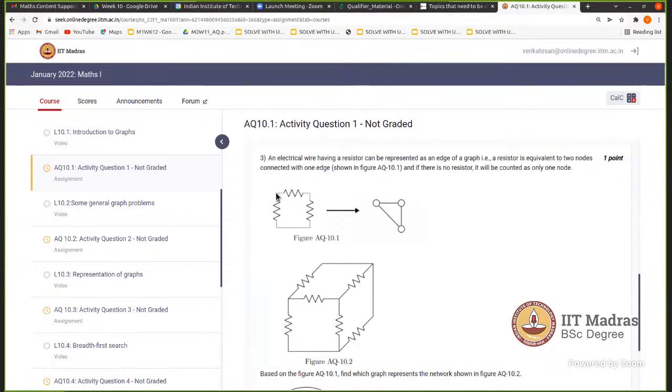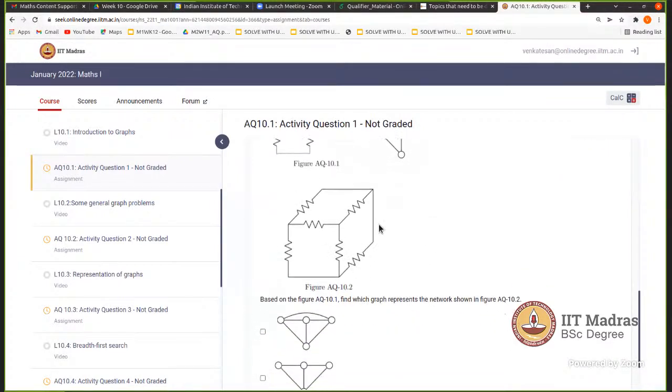Try to get that. End points of the resistor are the nodes, and the zigzag between them is the edge. Once the graph can be drawn like this, we are asking which graph will be formed after converting this circuit to vertices and edges. So now you see there are 1, 2, 3, 4, 5, 6 resistors. Six edges. So your graph should contain 6 edges.